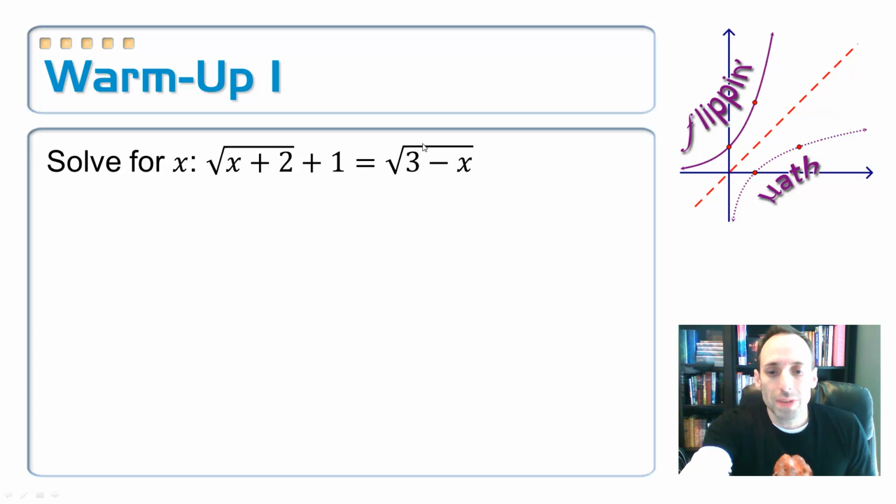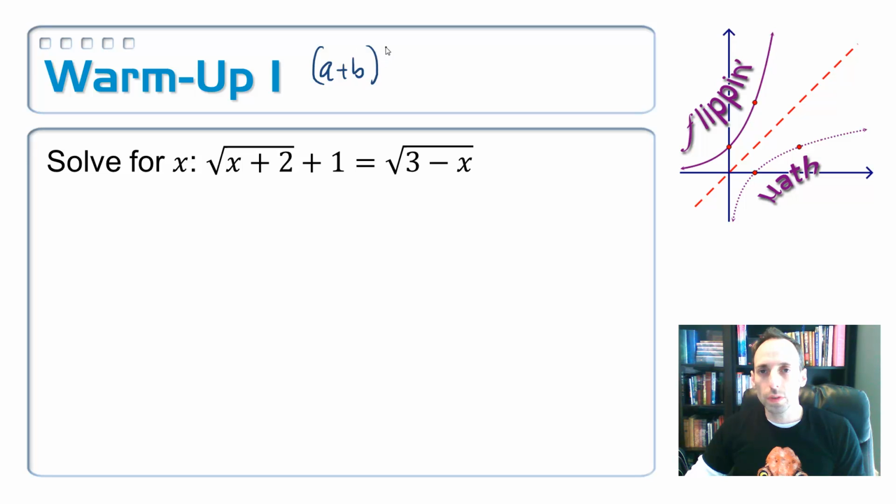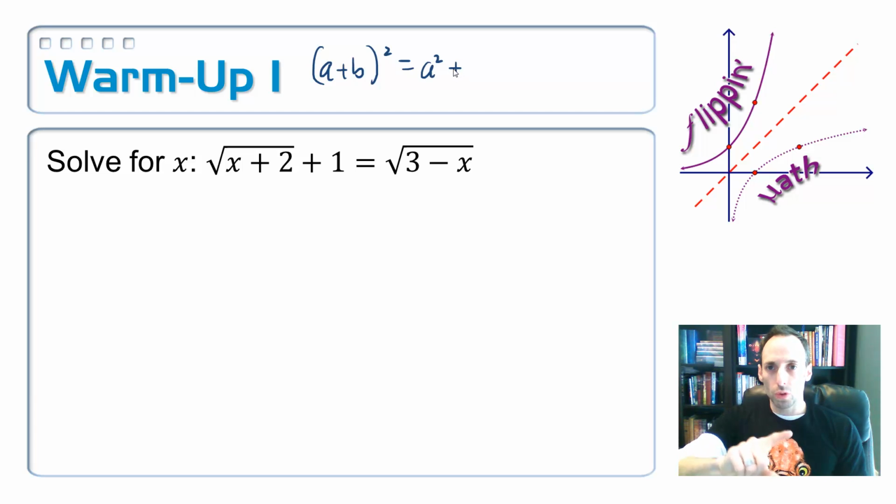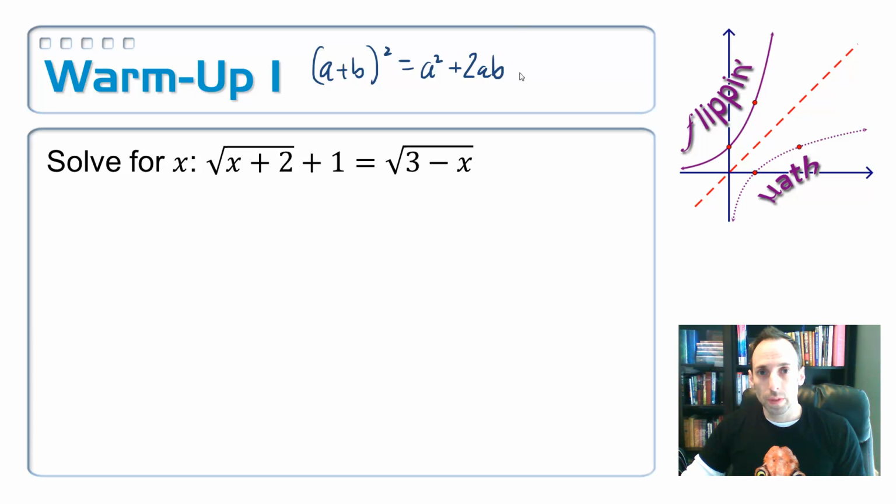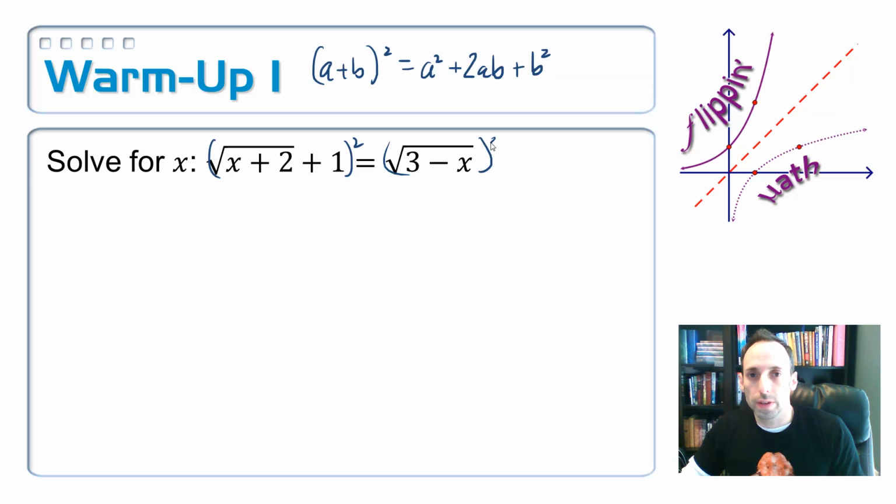Let me remind you that whenever I square a binomial, it goes like this. Let's say it's a plus b, squared. I square the first one, keep the same sign, so plus. Now multiply a and b together and then double it, so 2ab. And then finally square the last one, b squared. So we're going to do that on both sides of this equation. I'm going to square this side, and I'm going to square the right side.